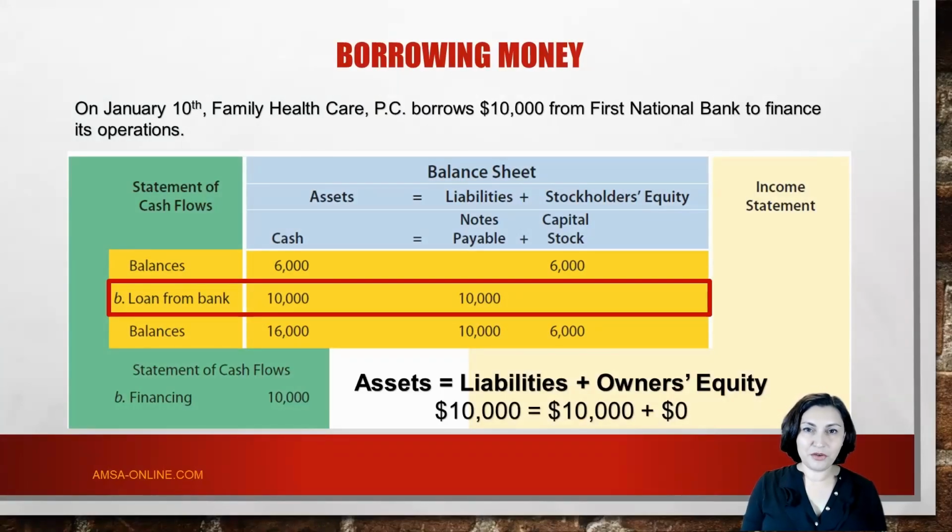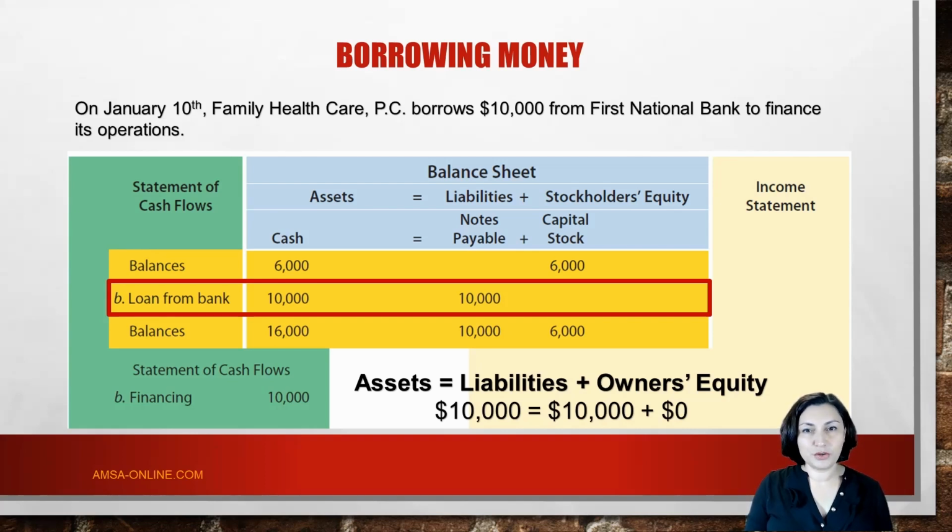And a little secret here. If you are unsure whether the capital stock account should be debited or credited, remember that debits are always equal to credits. If we debited cash account for $6,000, it means that we have to credit the capital stock account also for $6,000. In the next transaction, Family Healthcare borrows $10,000 from First National Bank to finance its operations.